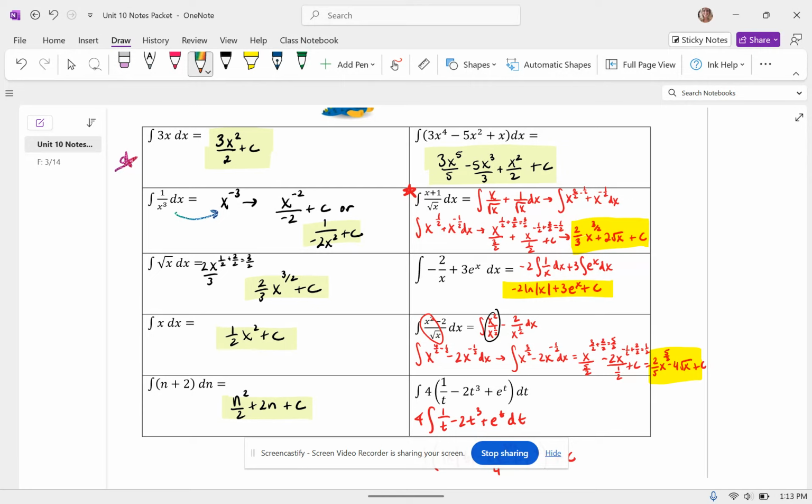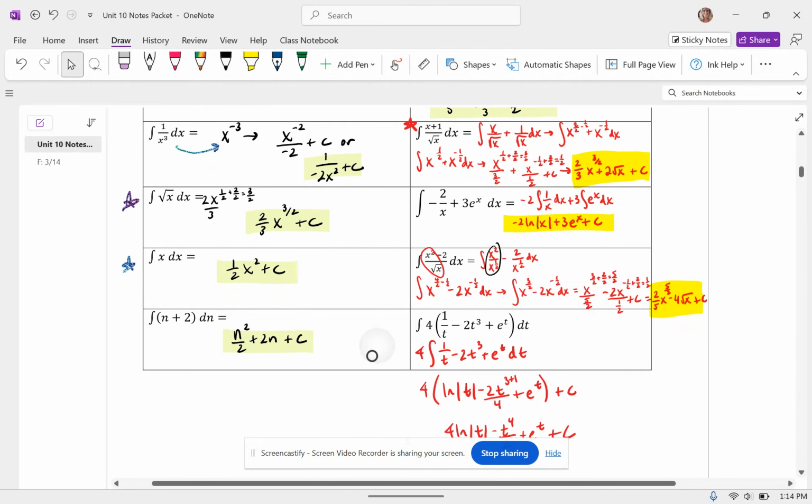Yeah. What did you do for this one? You rewrote it as something you could use the power rule with. This one's pretty easy. Wait, where did the 2 come from?